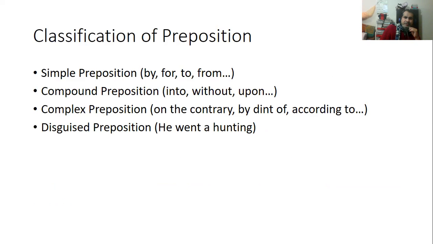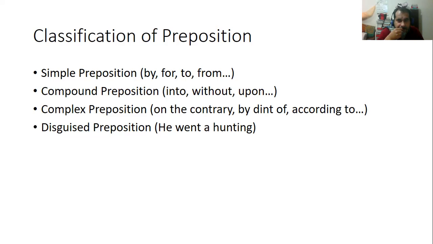Now, classification of prepositions. For your exam, you need to learn at least the first 3 types of prepositions. The first one is the simple prepositions, as you all know, the very common prepositions: by, for, from, to, at. These are the widely used simple prepositions. Then the next type is compound prepositions. That means 2 prepositions get united here and act as a single preposition.